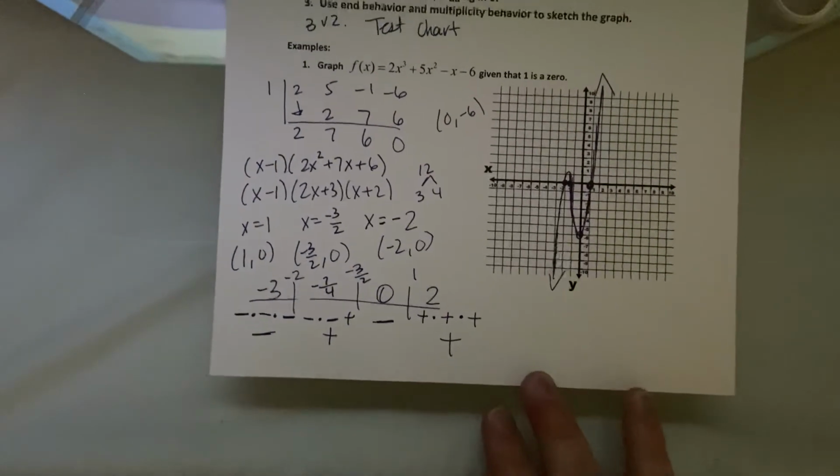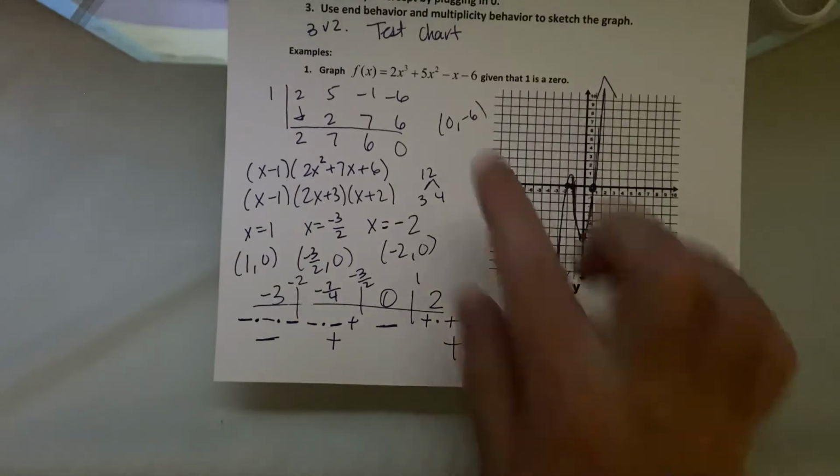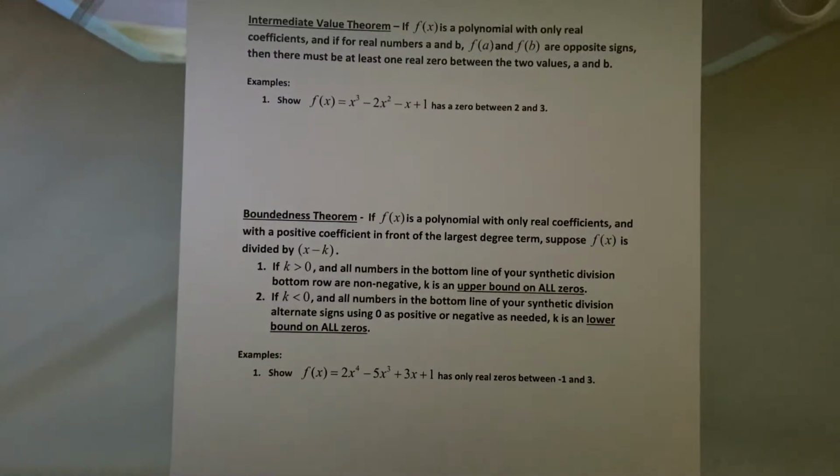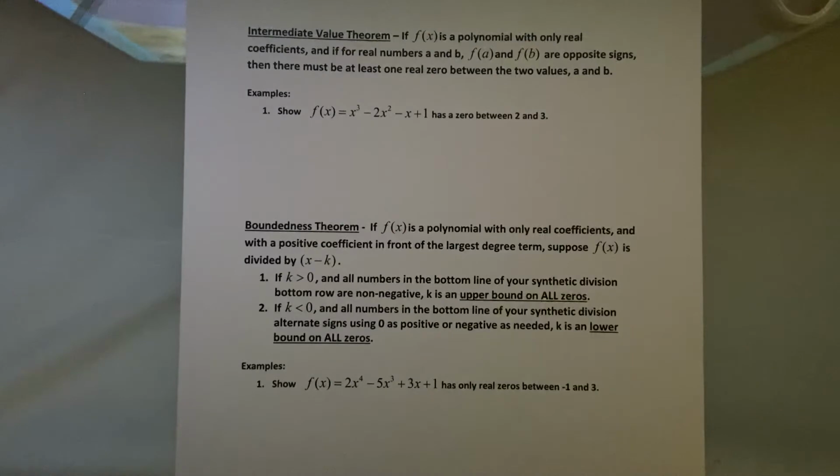If it's already factored for you, the zeros are easy, but plugging in, you have to be more careful. I think in your homework, all you have to do for a polynomial, like x to the cube, is plot 4 points. Just like on a quadratic, you could plot 3 points. So let's talk about more theorems which can help you with things.